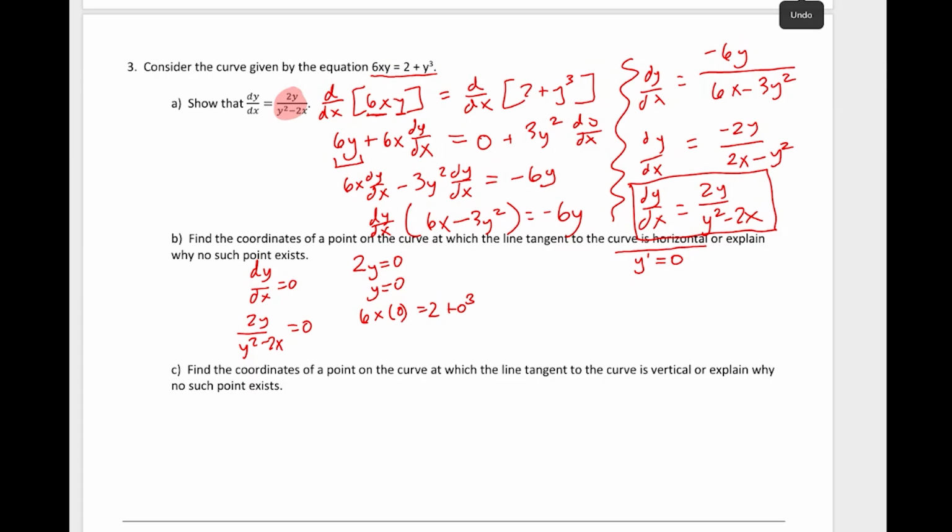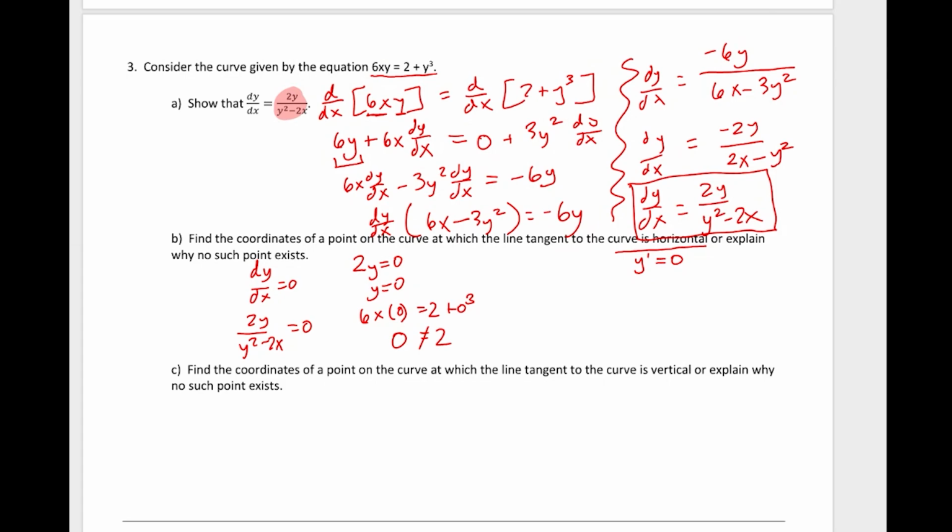Now, this is actually going to simplify. 0 times anything is 0, so this left-hand side is 0, and the right-hand side is just 2. And we get 0 equals 2, which is obviously a false statement. So whenever you get no solution here, that means there is no x coordinate where y is 0. So in this case, we're just going to say there's no point that has a horizontal tangent line. So how do we want to say that?